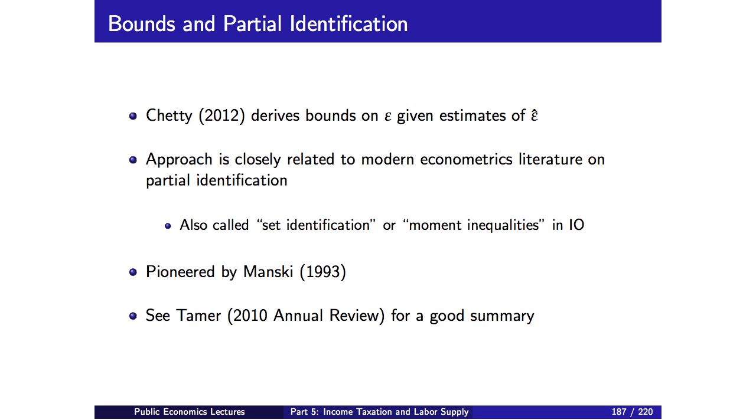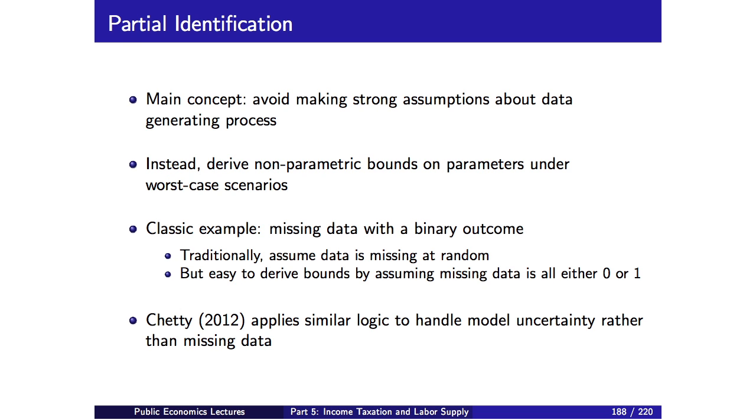So this approach of bounding the elasticity, you can think of it as sort of an example of the modern econometrics literature on what's called partial identification, or also called set identification or moment inequalities in I/O. Those of you who are taking an I/O class would have heard that term. So the idea of set identification instead of point identification goes back to a seminal paper by Manski in '93, and there's a very nice review by Elie Tamer in the recent Annual Review that talks about this literature. So this is quite different from the typical applied microeconometrics that you learn about. So let me just say a word on what this is.